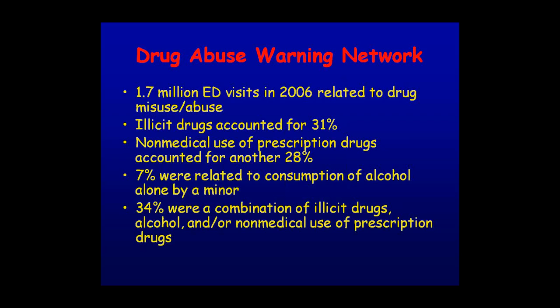And if we look at illicit drug use, it accounted for one-third, around 31%. Non-medical use of prescription drugs, which is becoming more and more problematic, as you know, accounted for another 28%. 7% were related to consumption of alcohol alone by a minor, which is extremely important, because here interventions with adolescents could be very helpful when they present with an injury related to drinking, for example, under the influence. 34% were a combination of illicit drugs, alcohol, and/or non-medical use of prescription drugs. I'm referring here to either benzodiazepines or narcotics.